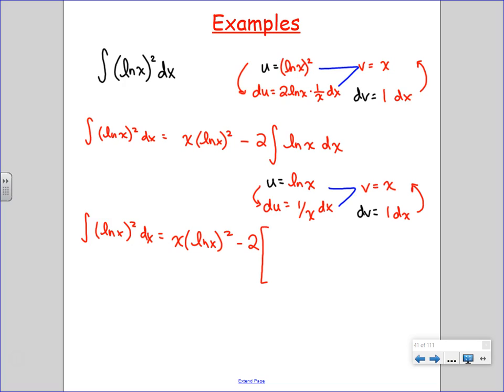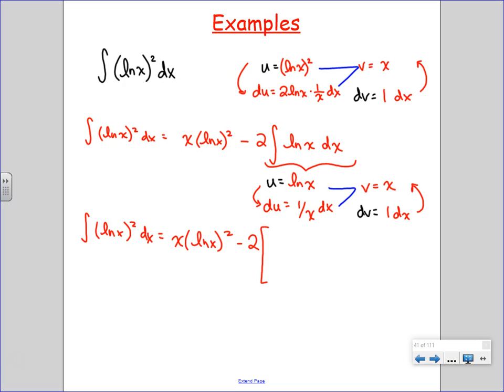Why does 2 come out? It doesn't come out, it's already there. Remember, this is just for solving this little integral. Because there's a 2 right there. Constant multiple rule. 2 is a constant. Remember, we can always hold a constant.